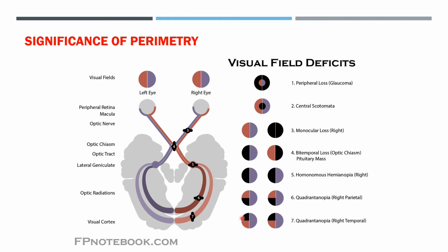So these are the visual field defects which are present in various scenarios when various parts of the optic pathway or the visual pathway are damaged. You need to remember these various conditions because they can be asked in viva.